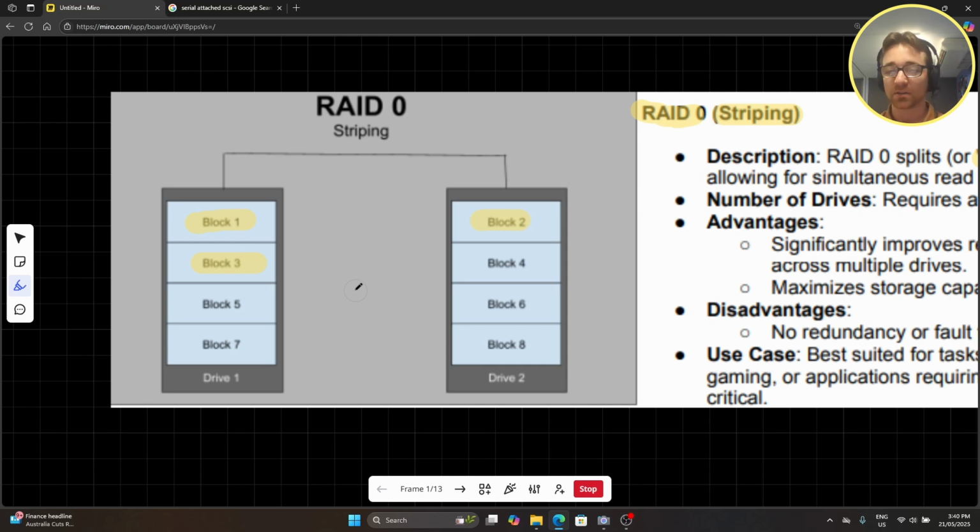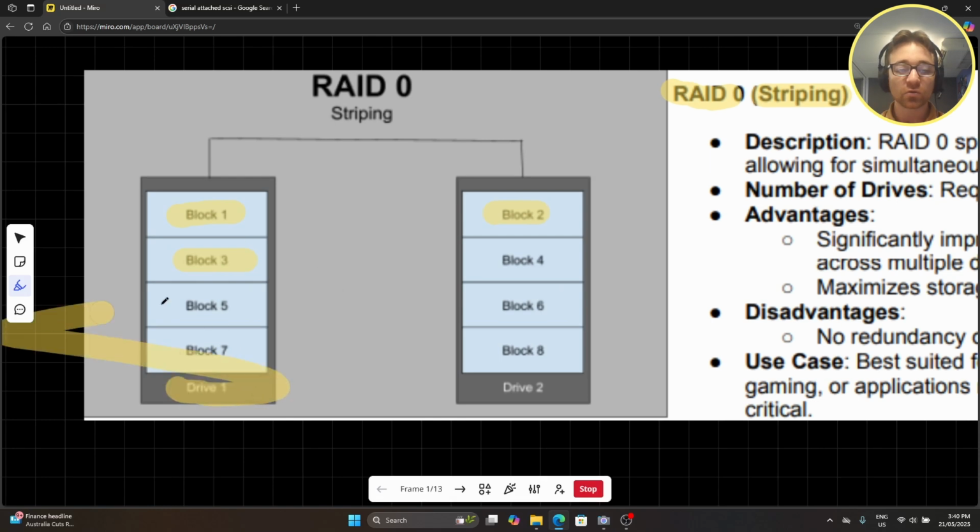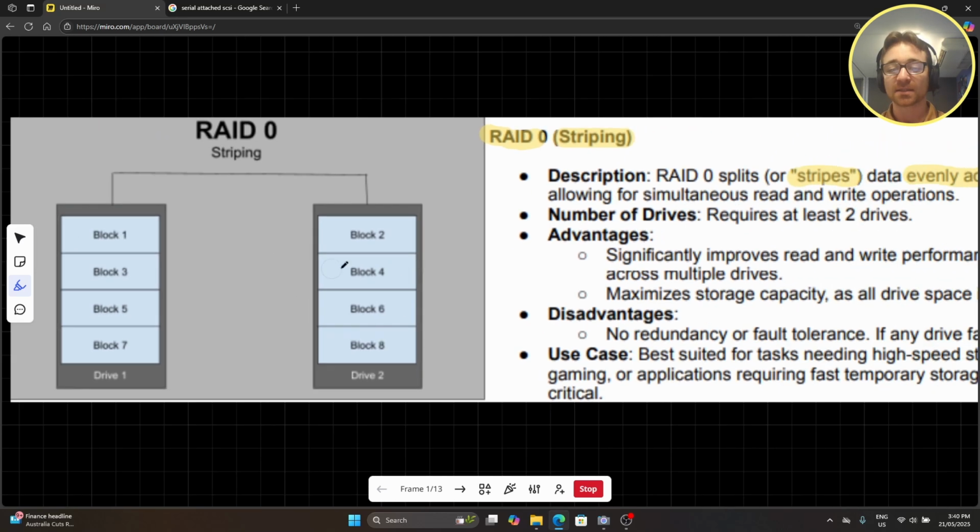That's a positive, okay? Really efficient way to access these drives. The downside, though, is if we lose drive 1, we've lost all that data, okay? We only had one block 1. If we lose this drive, block 1 is gone. There's no getting it back. So it's an efficient way to access that data, but if we lose a drive, we lose a drive. There is no redundancy, okay?